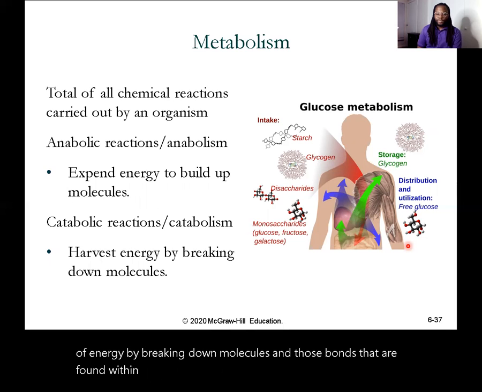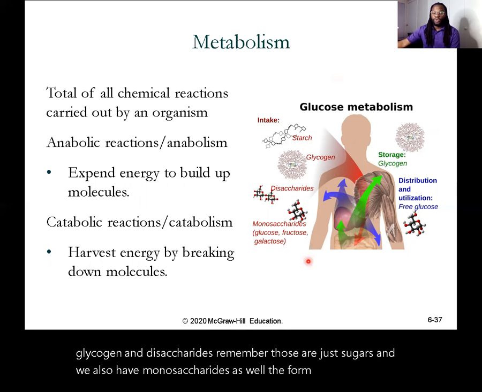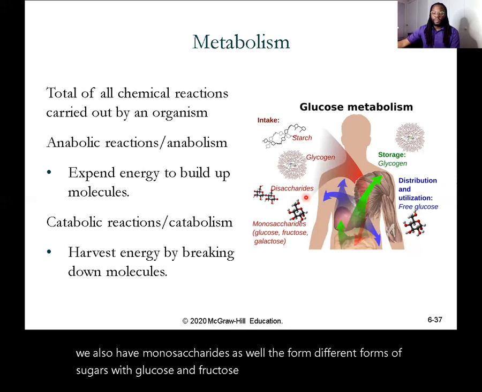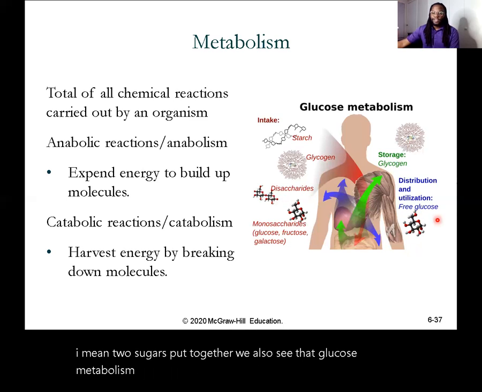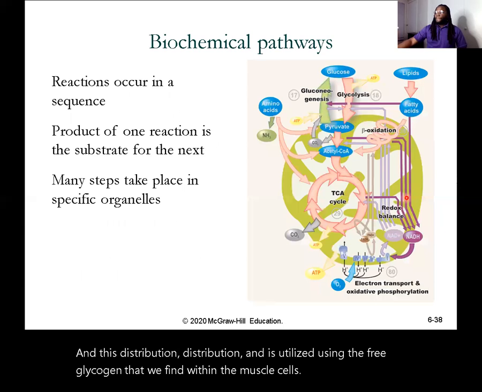So glucose metabolism is what we see in this image, a form of intake, and disaccharides as well, different forms of sugars such as glucose and fructose. Disaccharides are just two sugars joined together. Something happens in storage in the form of glycogen, and this is distributed and utilized using the free glycogen that we find within the muscle cells.